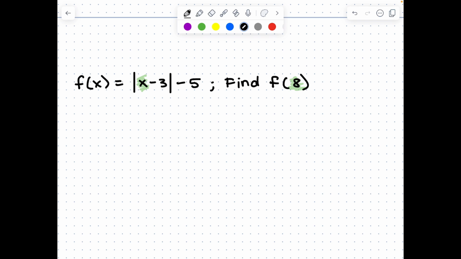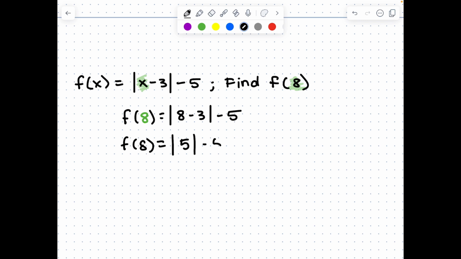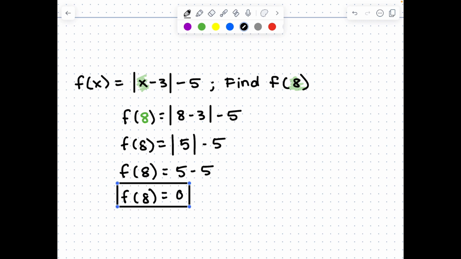So we have our function now. This is an absolute value function, and we're going to find f of 8. So again, first rewrite f of 8. And then when we see our relation rule, we're going to write down everything just as it is, except anytime you see an x, we're going to write 8. And now we solve. 8 minus 3 is 5. Absolute value of 5 is 5. And 5 minus 5 is 0. So when the input is 8, the output of this function is 0.